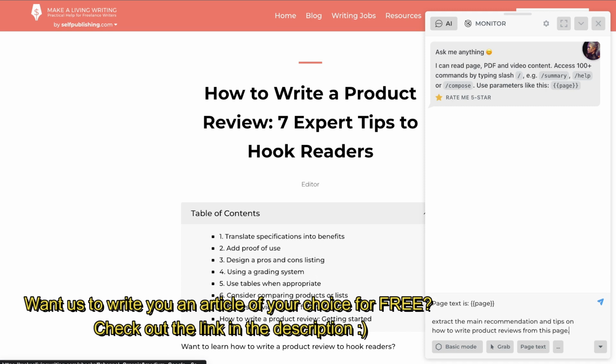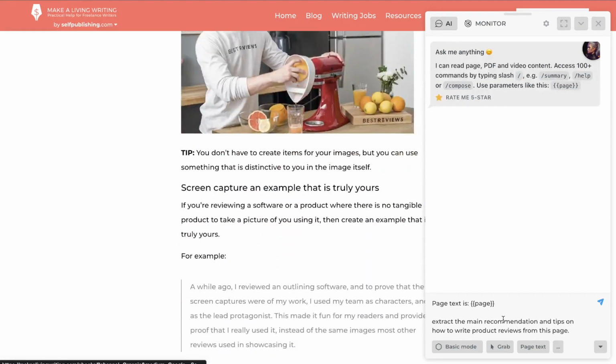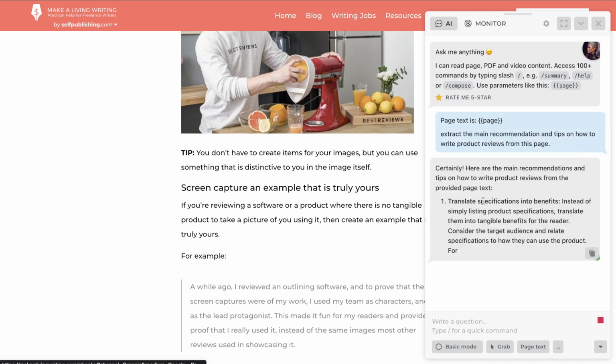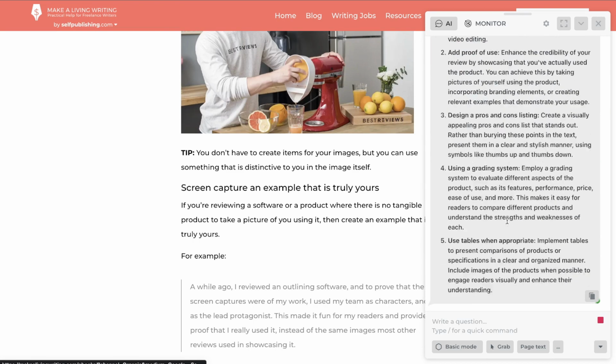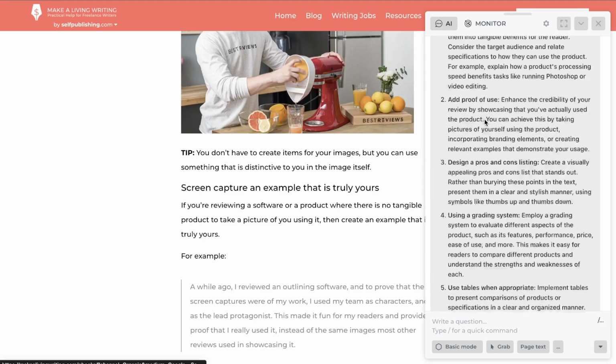post. If you haven't used Harpa AI already, it's a very good Chrome extension. Essentially, what we can do is we can have the AI read this whole blog post and extract any information in which we like. So I've already selected the page text and I've told it to extract the main recommendation and tips on how to write product reviews from this page. And we just run that input, and as you can see here, we'll be able to get an output based upon our prompt that we entered. So we're able to get the main tips here.